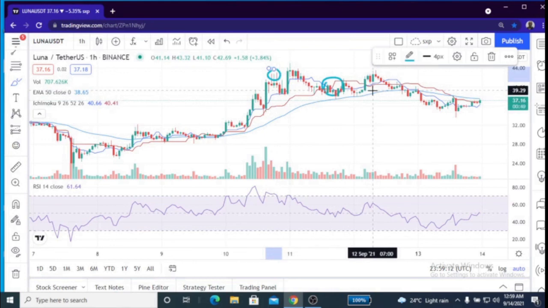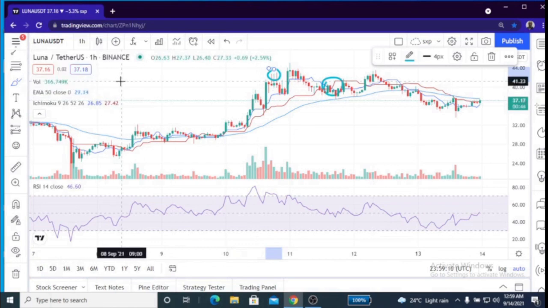I hope it is clear, and if you need me to explain how to use the RSI, you can just drop it in the comment section below and I will serve that need.